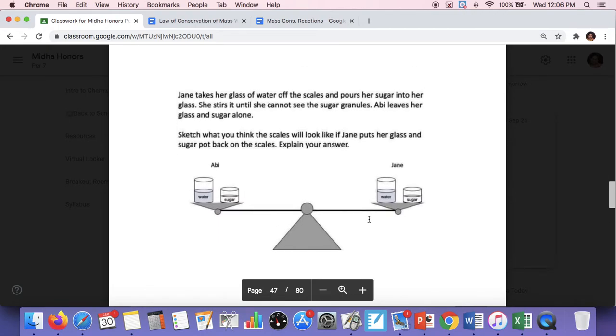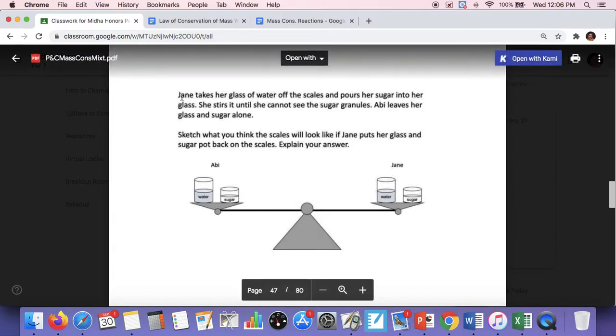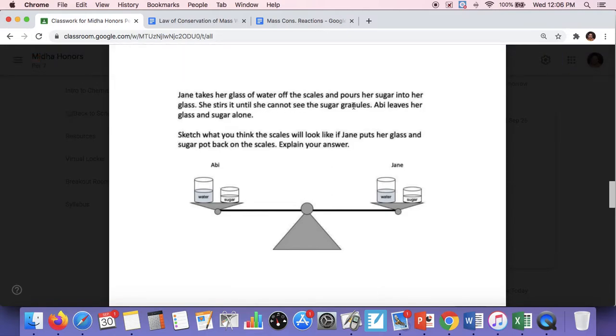Okay, and this is a question, and here we have the balance scale. Abby is one person and Jane is the other. Abby has water and sugar on the scale. Jane has water and sugar on the scale, the same amount of water and sugar. What Jane does is Jane takes her glass of water off the scale and pours her sugar into her glass. She stirs it until she cannot see the sugar granules anymore. So she mixes the water and sugar. Abby leaves the glass as is and the sugar as is. So now you are asked to sketch what you think the scales will look like if Jane puts her glass and sugar back on the scale.